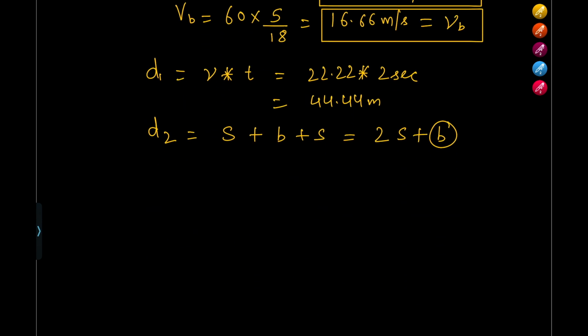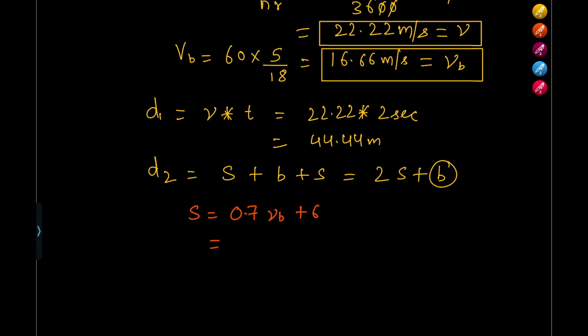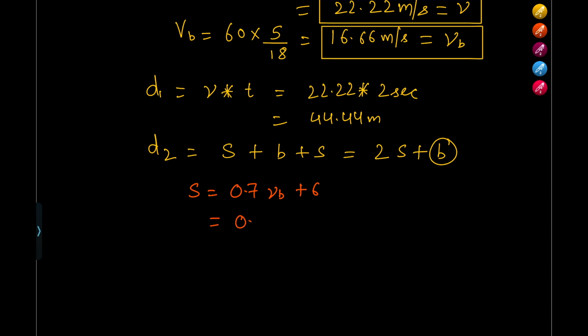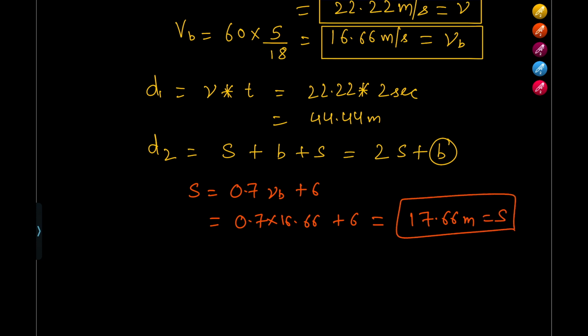S is given as 0.7 VB plus 6. We'll multiply this speed by 0.7 and we'll add 6 meters to it. Let me calculate and share. This will be equal to 17.66 meters per second. So S is equal to 17.66.